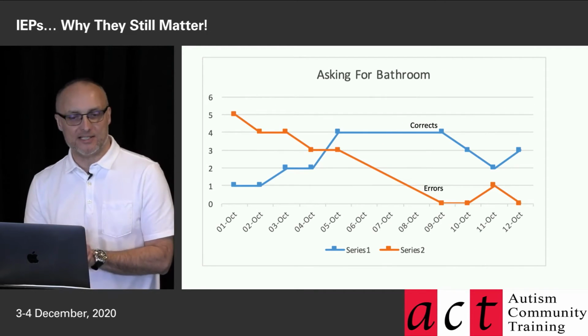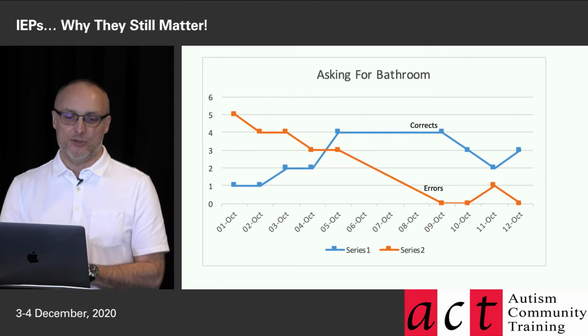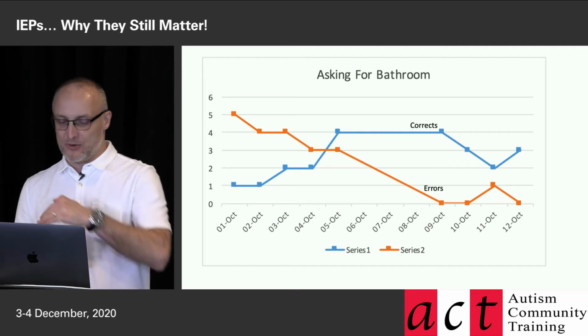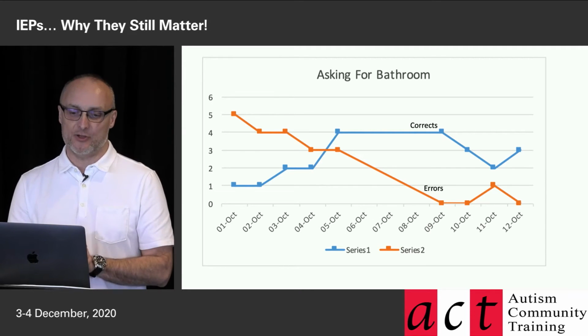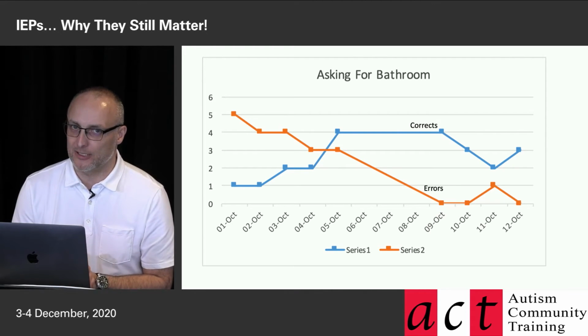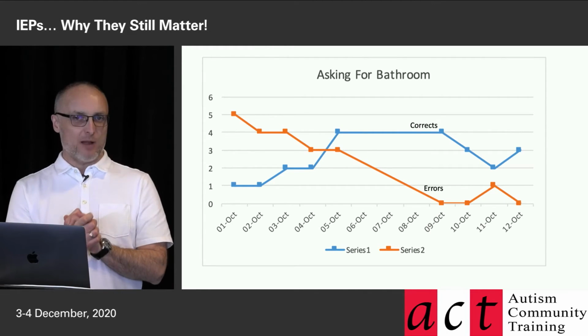Click of a button in Excel, and we make a graph, and you can see the right thing is going up and the wrong thing is going down, or the right thing is going down, right? Both are moving in the desired direction. And we don't need to ask for any anecdotes at the IEP meeting. You just look at the graph and go, good job, everybody.